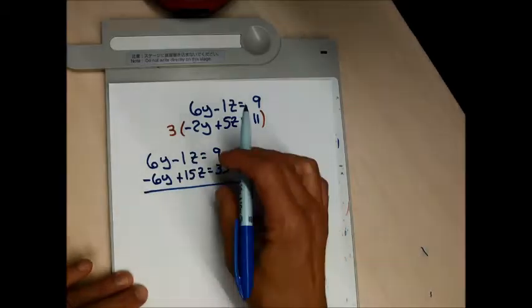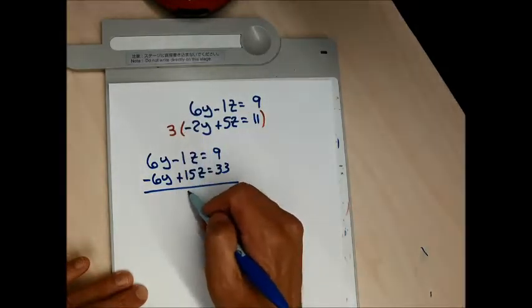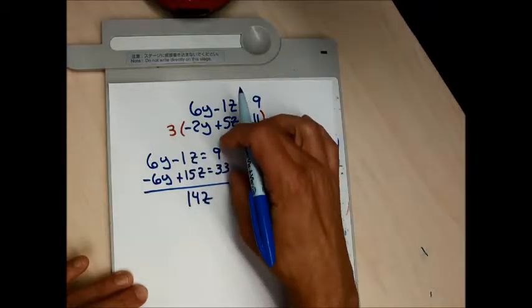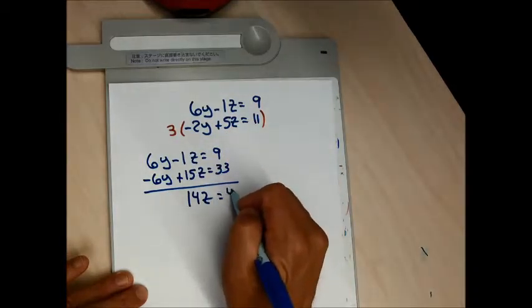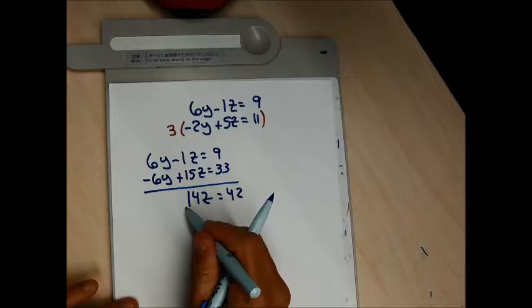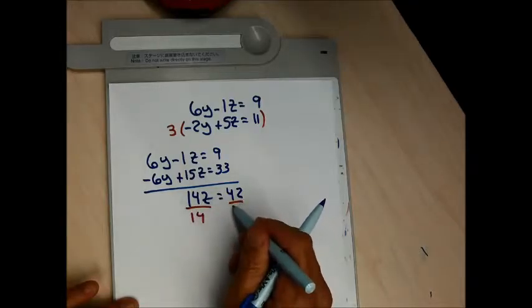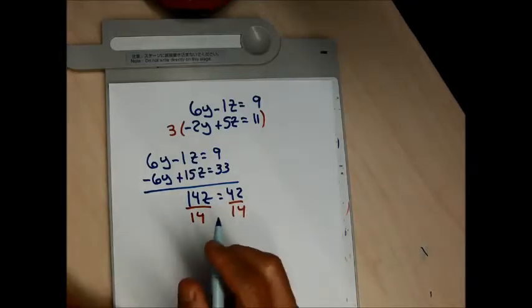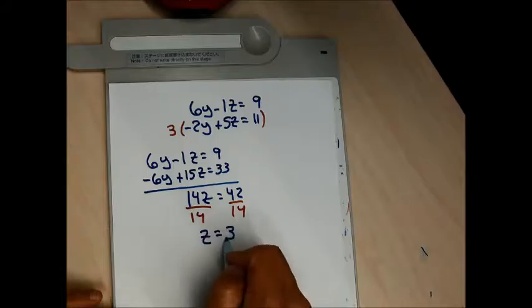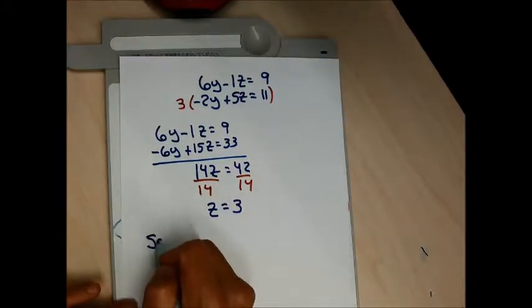Now I'm going to add these together. This is going to give me a 14z. This is going to give me a 42. I'm going to divide both sides by 14. I don't need a calculator to do that, but you can use your calculator to get z equal to 3. Now I'm going to solve for y.